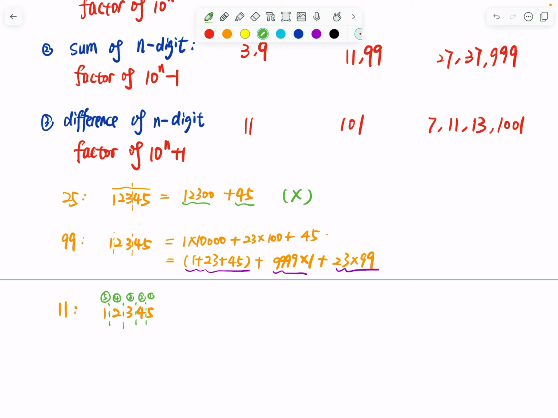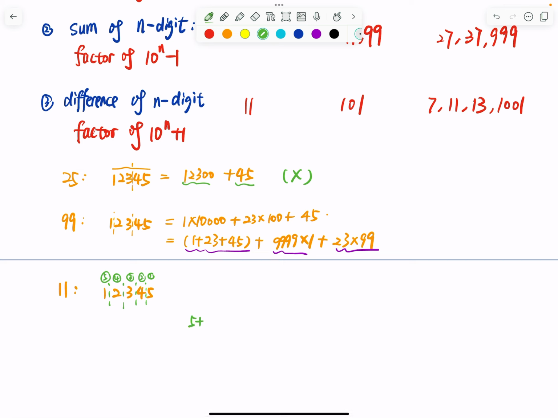So we need to add all the even groups and add all the odd groups. It should become 5 plus 3 plus 1. This is the odd group. And the even group is 4 plus 2, right? This is the even group. So we find the difference between the odd group and the even group. We do the subtraction: 9 minus 6, which is 3. If this result can exactly divide by 11, that means the whole number can exactly divide by 11.